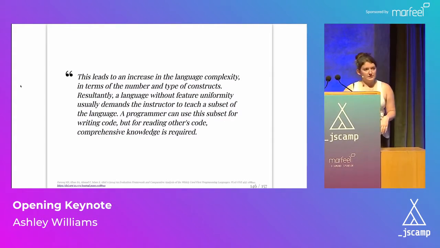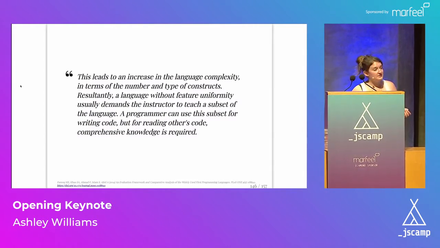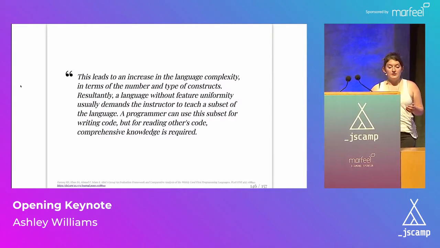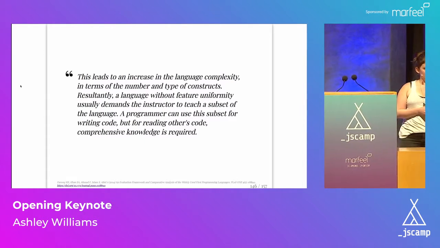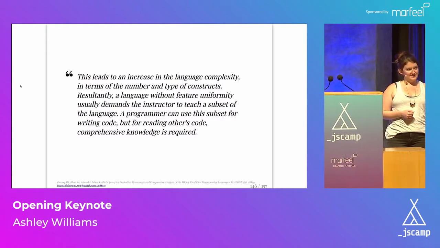However, there's a bit more to this than you might think. It says this leads to an increase in the language complexity in terms of the number and types of constructs. Resultantly, a language without feature uniformity usually demands that an instructor teach a subset of the language. How many people here only understand a subset of JavaScript? All right, less liars this time.